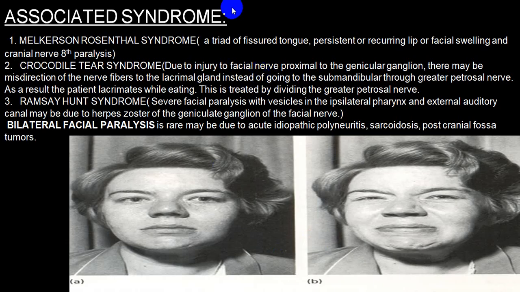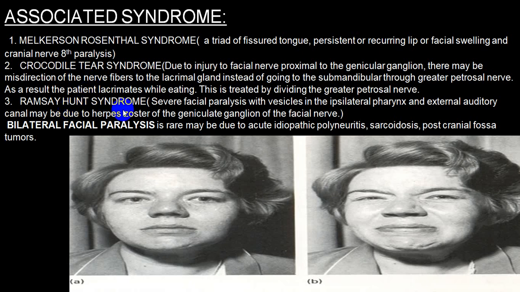There are some associated syndromes like Melkersson-Rosenthal syndrome, which is a triad of fissure in the tongue, persistent or recurrent lips or facial swelling, and cranial nerve palsy, eighth cranial nerve palsy. There is a second called crocodile tear syndrome, which occurs due to injury to the facial nerve proximal to the geniculate ganglia. Then, during regeneration, there is a misdirection of the nerve fiber to the lacrimal gland instead of going to the submandibular gland through greater petrosal nerve, and because of this, the person will get lacrimation while eating or while smiling. This can be treated by dividing the greater petrosal nerve. So this is called crocodile tears.